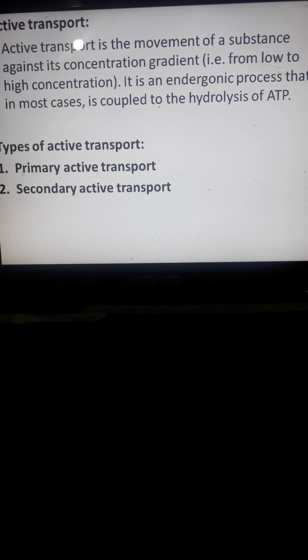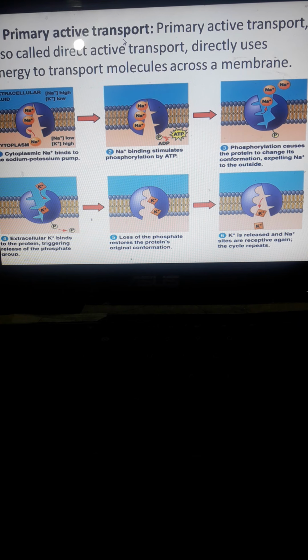the energy is being absorbed. In most cases, it's coupled by hydrolysis of the phosphate of the ATP. Two types of active transport: we have the primary active and the secondary active transport mechanism. Okay, so primary active transport, also called direct active transport, directly uses energy.